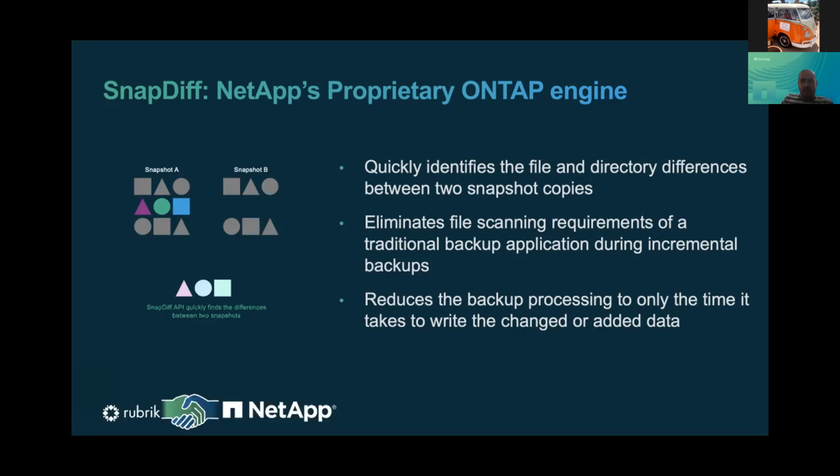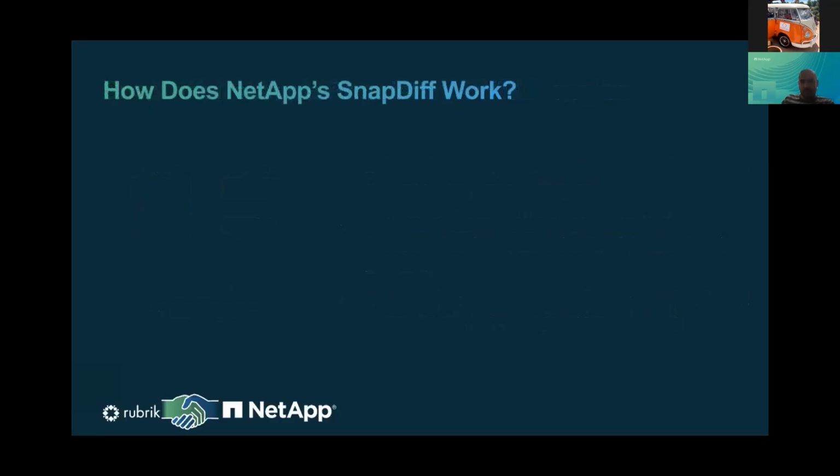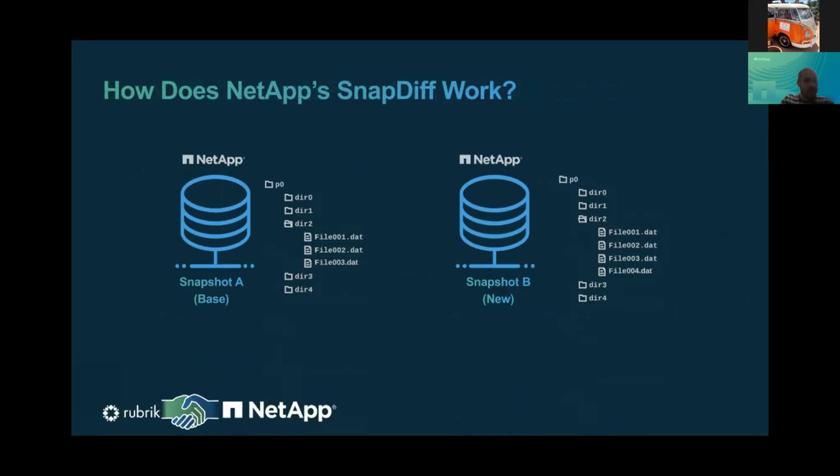From an ONTAP NetApp perspective, we've always been tracking what's changed. So why not allow partners like Rubrik to leverage that ability and use it to accelerate their workflows and their backups.